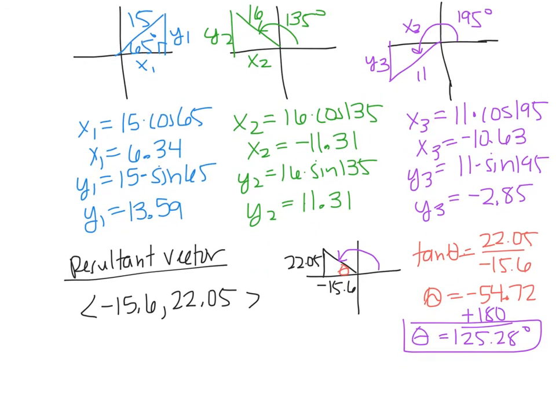And then the last part is finding the magnitude, which is going to be the square root of negative 15.6 squared plus 22.05 squared. I'm just going to type that in my calculator and let it calculate that for me. And you should get that the magnitude is 27.01 newtons.